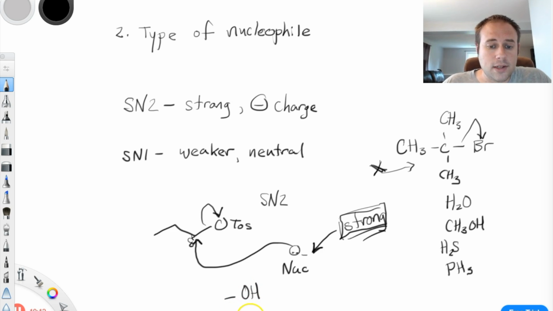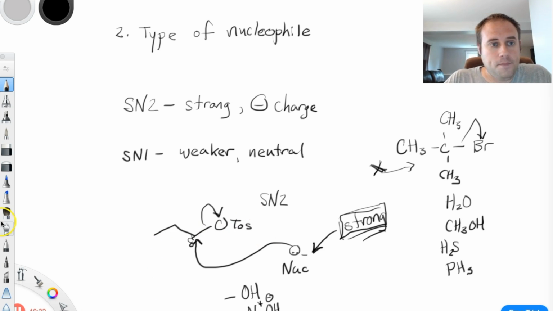And keep in mind, a lot of students forget, if I write sodium hydroxide, while this may not directly have a charge written with it, this is an ionic compound. So in solution, this becomes Na plus and OH minus. So keep in mind, if you're dealing with salts, you're really being handed a negatively charged nucleophile. So don't get confused with that.